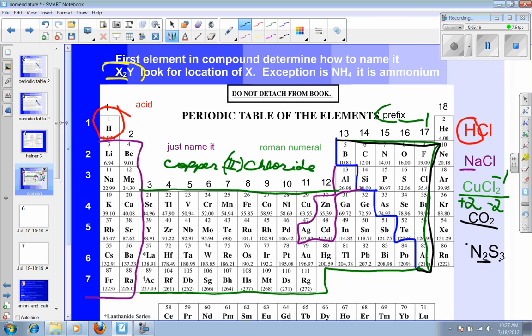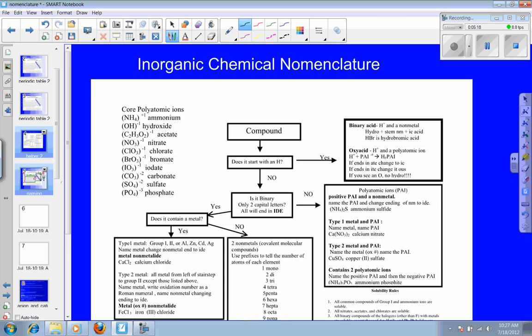So this little handy helper sheet tells us the same thing. Does it start with an H? If it does, yes, then it's an acid. Here are the rules, and we'll go over those a little bit more in detail later. If it doesn't start with an H, then you need to ask yourself, is it binary? Binary means it contains just two elements. If it is, that second element will end in IDE.